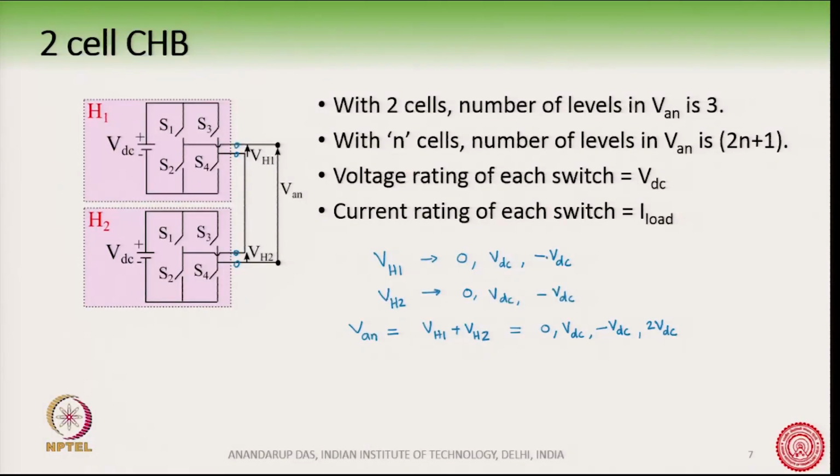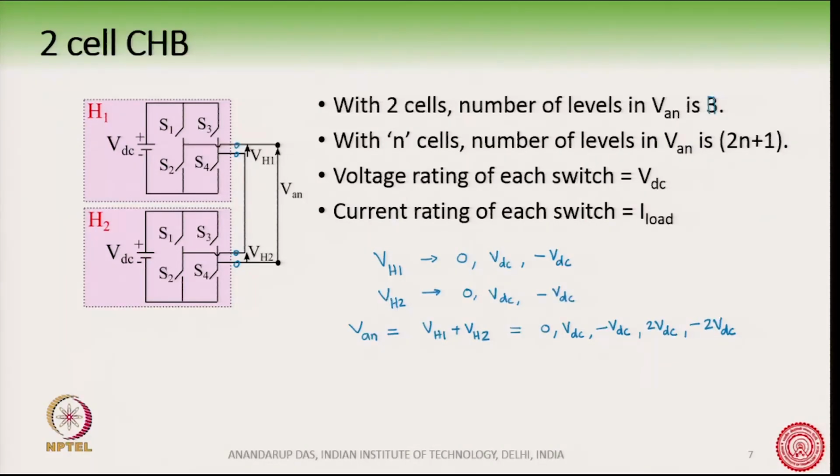What is the third option? VH1 is minus VDC. So, minus VDC plus 0 is minus VDC, this is written here. Minus VDC plus VDC is 0, written here, and minus VDC and minus VDC is minus 2 VDC. So, we see that VAN can have 5 levels of voltage: 0, VDC, minus VDC, plus 2 VDC and minus 2 VDC. So, with 2 cells, number of levels in VAN is 5.